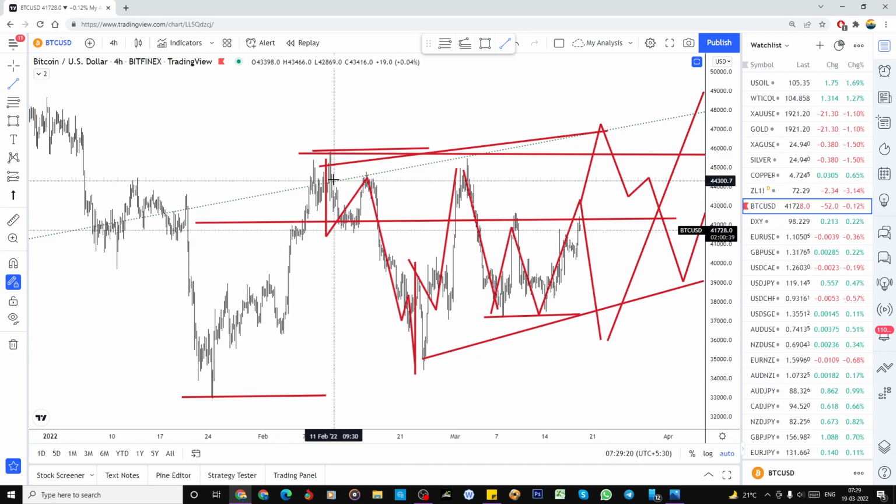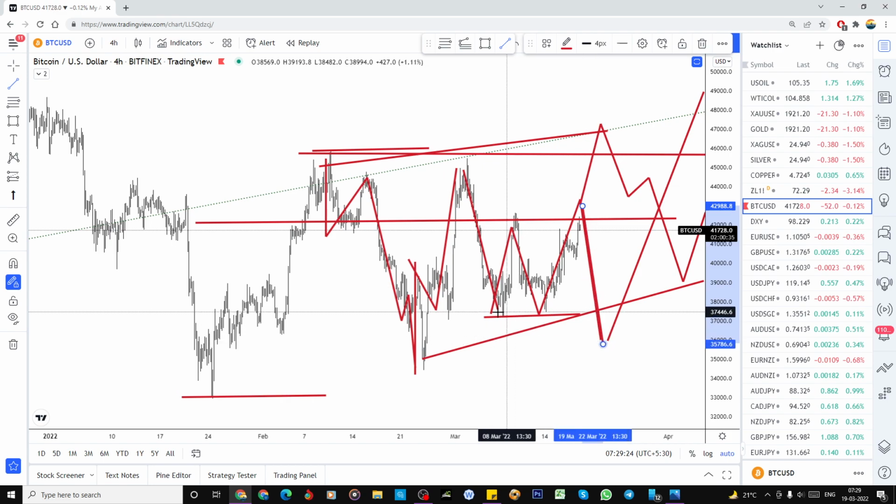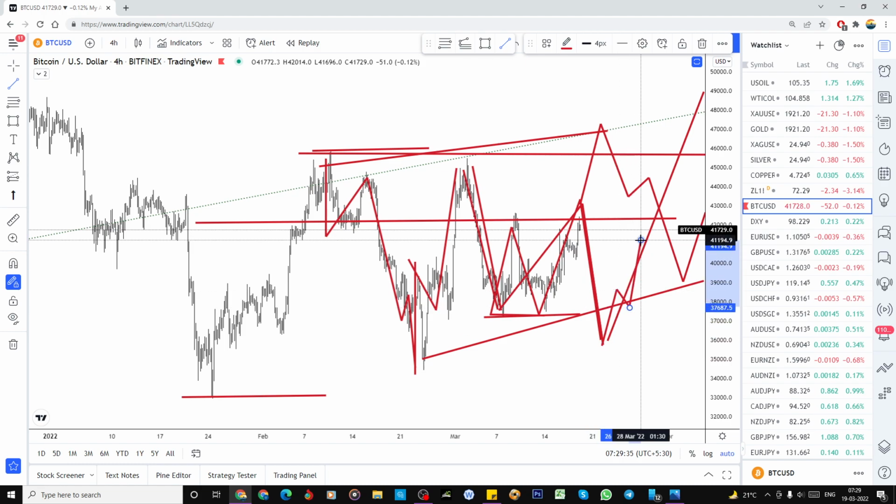Maybe A, B, C, and we are in the D wave also. What I have explained, it can break this, then this will be A, B, and C. So then A, B, C, D, and looking for this. After it breaks this low, then only you have to enter, making this as a stop loss.